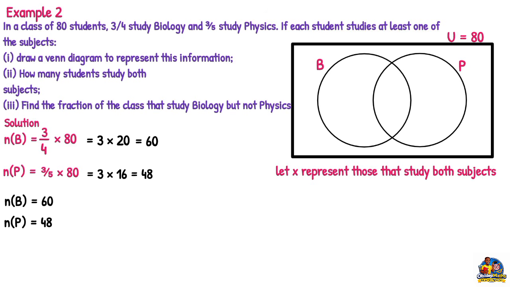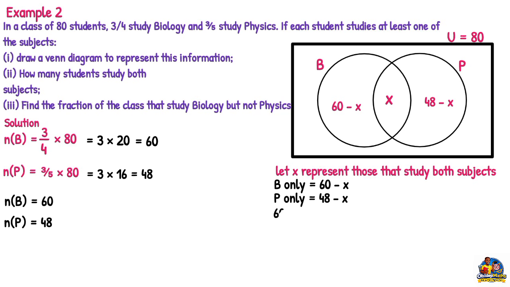So let x represent those that study both subjects. So put x there. So the next thing we need to find is biology only, B only. That will be 60 minus x, just like the way we did it in example 1. Then physics only will be what? That will be 48 minus x, just like the way we did it in example 1. So add everything together equals to 80.